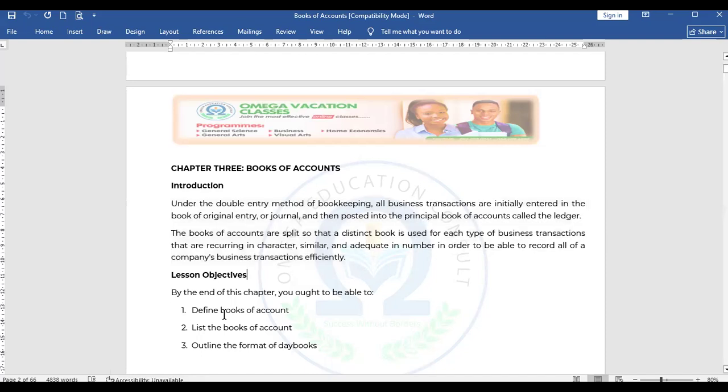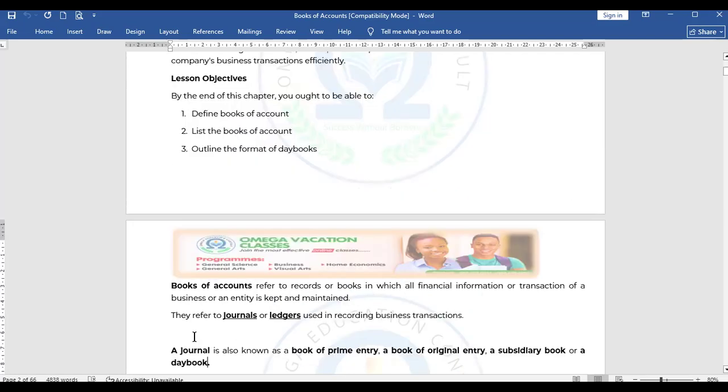By the end of this lesson, you should be able to define what books of account are. You should be able to list them and also outline the format of these books of account. So let's quickly dig in. Books of account refers to records or books in which financial information or transactions of a business or an entity is kept and maintained.